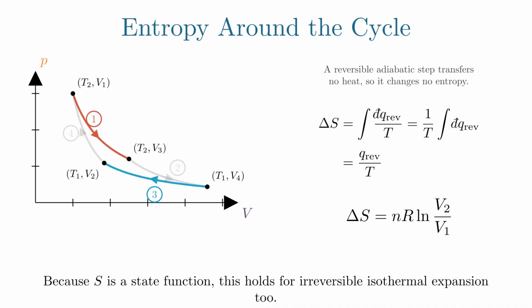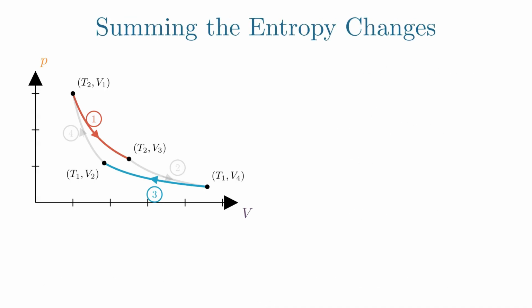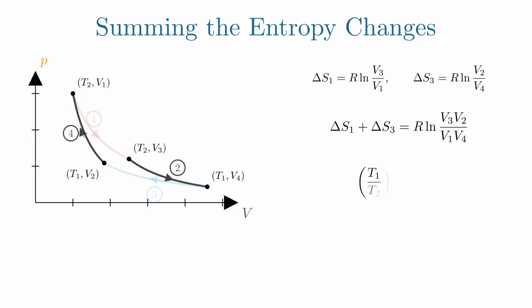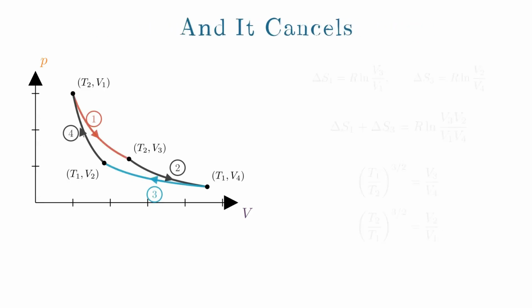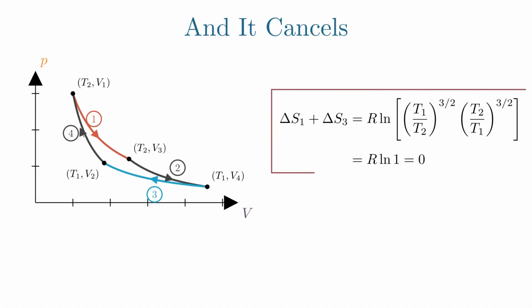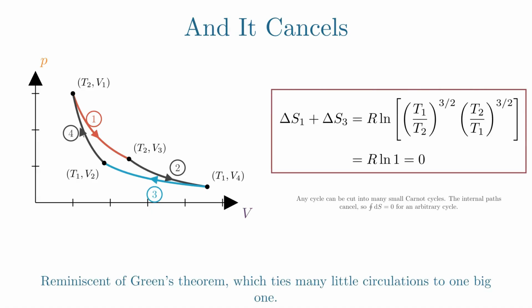Thus, for processes 1 and 3 in the Carnot cycle, we have delta S1 equals R log V3 over V1 and delta S3 equals R log V2 over V4. So the entropy change for the whole cycle is delta S1 plus delta S3 equals R log (V3 V2 over V1 V4). Substituting these results back gives delta S1 plus delta S3 equals R log of (T2 over T1) to the power of 3/2 times (T1 over T2) to the power of 3/2, equals R log 1 equals 0. Thus the entropy change is indeed 0 for a mole of monatomic ideal gas in the Carnot cycle.